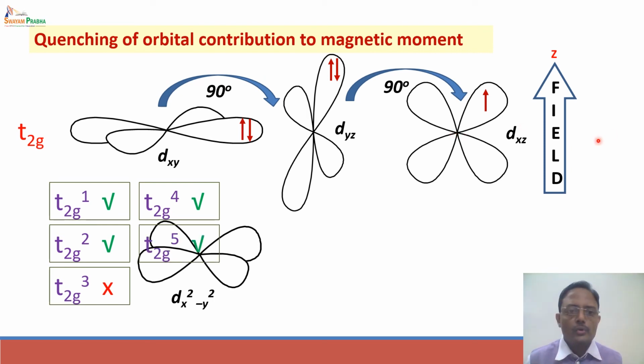Hence T2G5 will also have an orbital contribution, but T2G6 cannot have orbital contribution because transformation of one orbital to another cannot lead to an increase in the number of electrons having a z component in them. So orbital motion is quenched in T2G3 and T2G6 complexes. In other words, we can say that if T2G orbitals are unsymmetrically filled, there will be orbital contribution, and if T2G orbitals are symmetrically filled, the orbital motion is quenched.